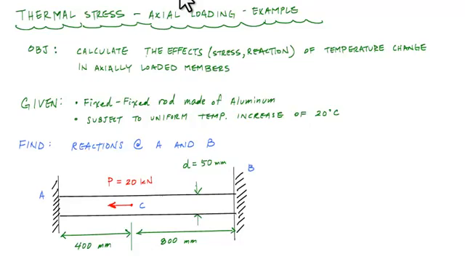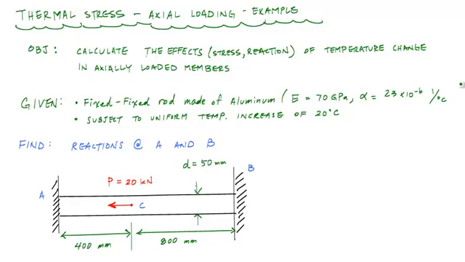And what we're going to do is calculate the effects. In this case, calculate the reactions of a fixed rod that's made of aluminum. Knowing that it's aluminum is important in this case to know that the modulus of elasticity is about 70 gigapascals and the coefficient of thermal expansion, alpha, is 23 times 10 to the minus 6 strain per degree C, or millimeter per millimeter per degree C, or as it's often written as 1 over degree C.